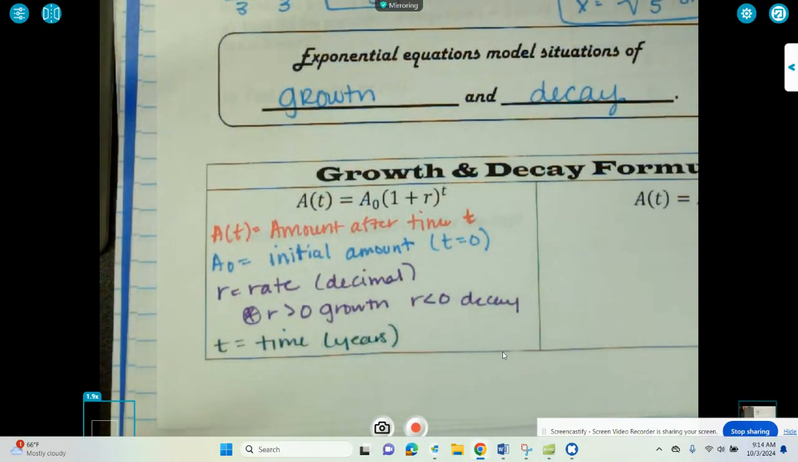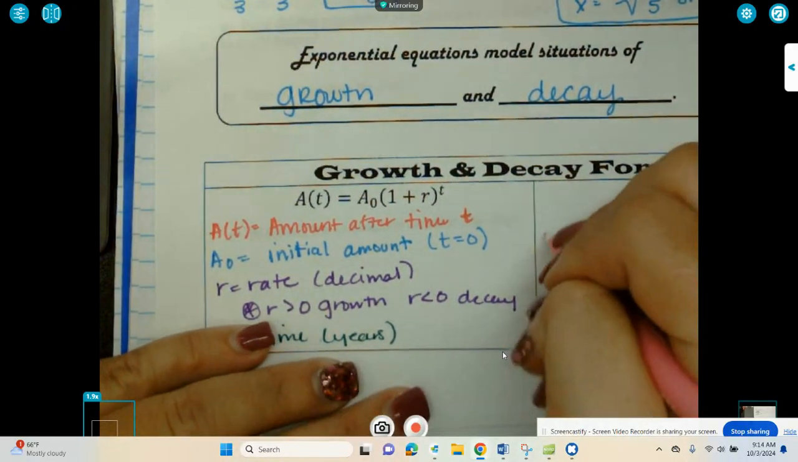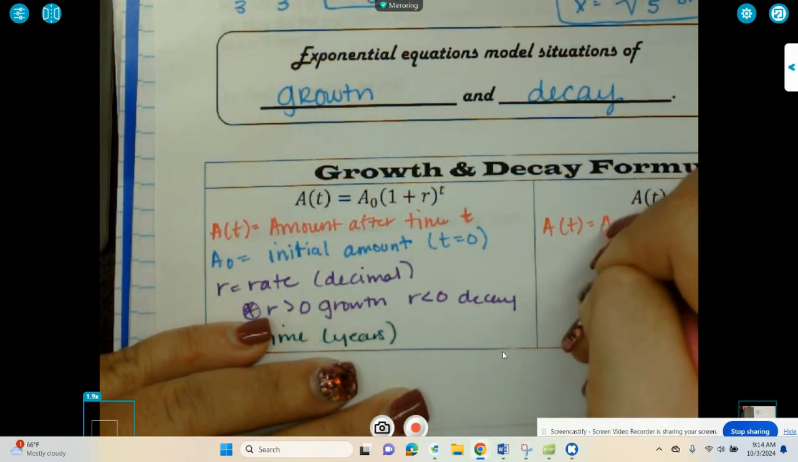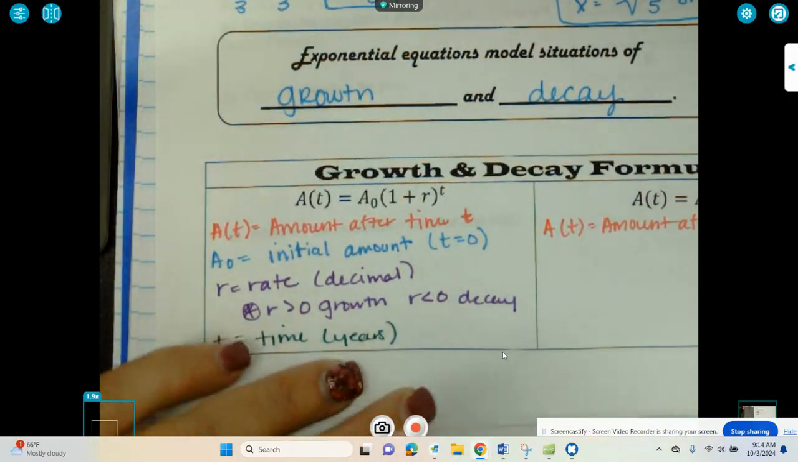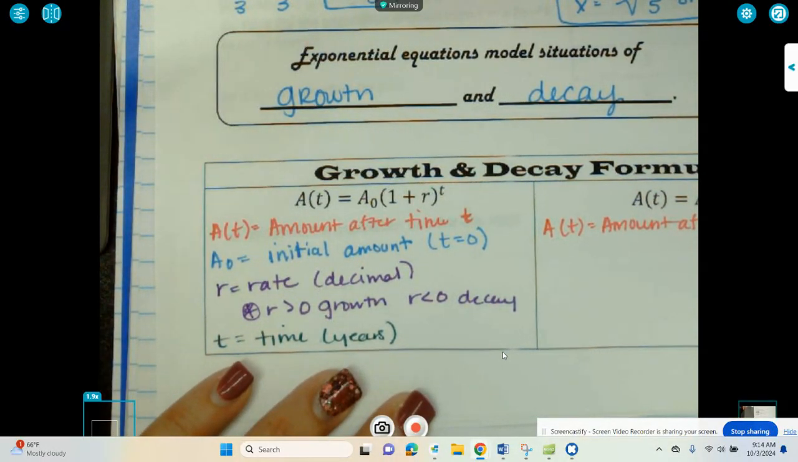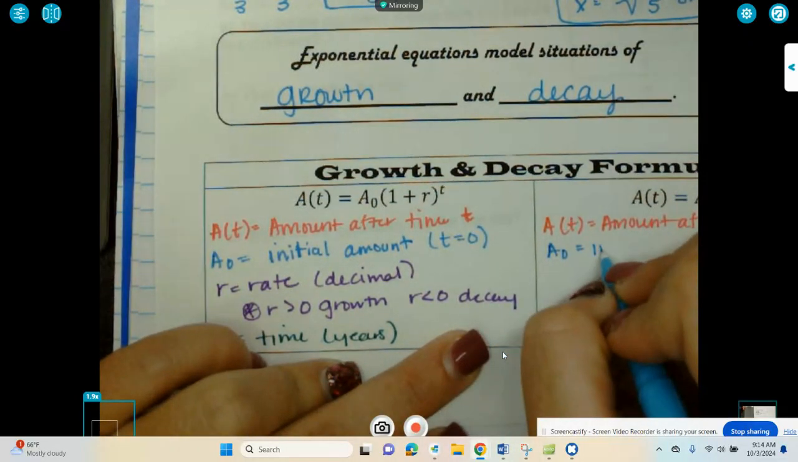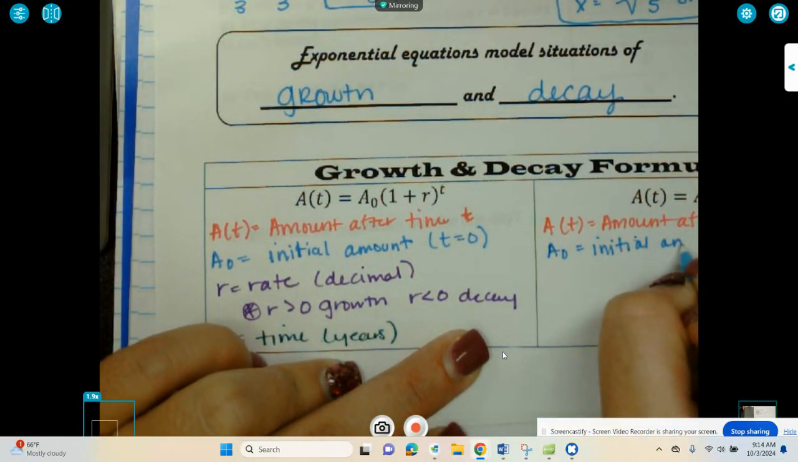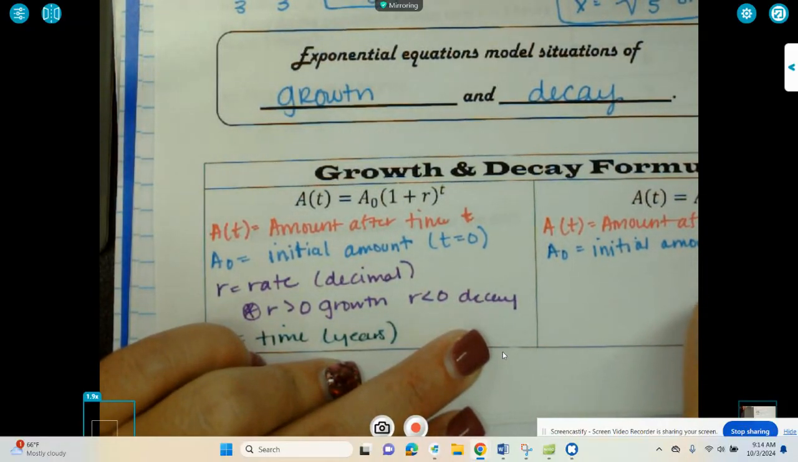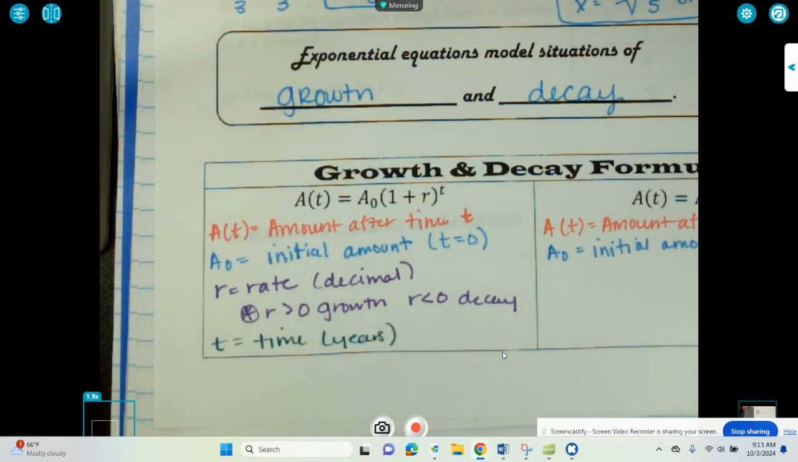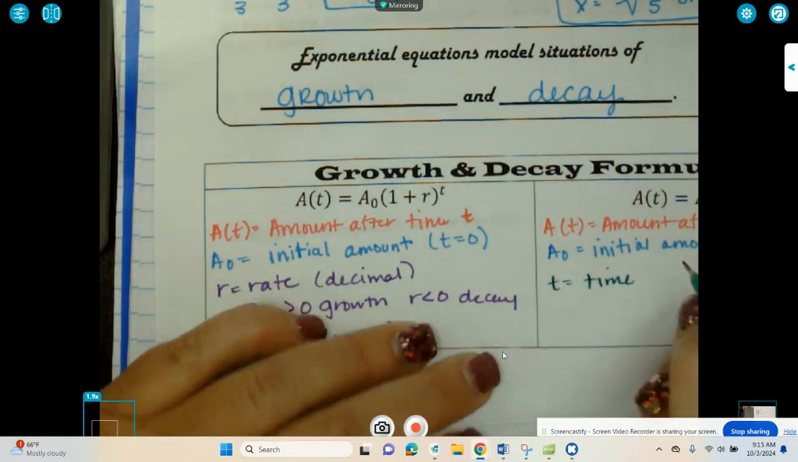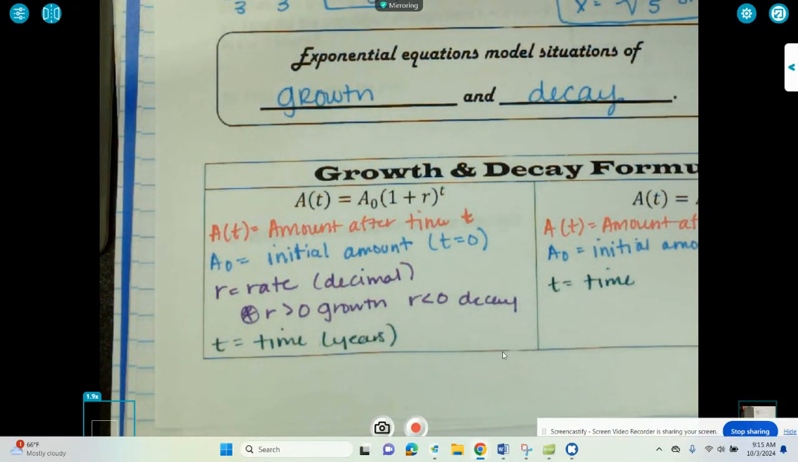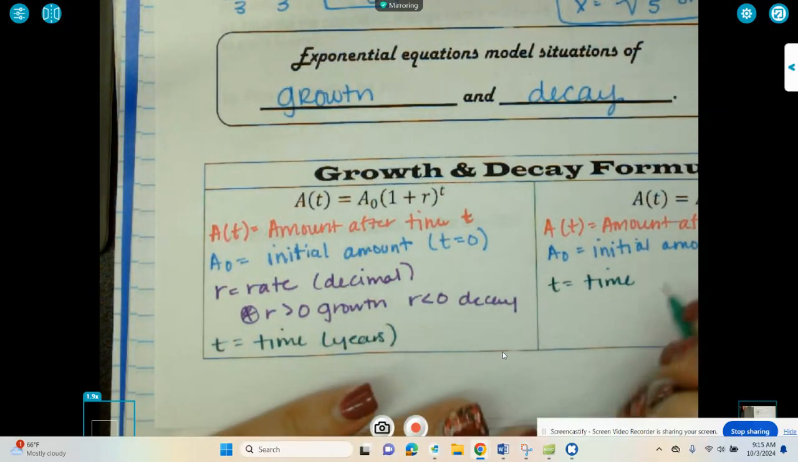Okay, so same thing. A of t is still the amount after time t. A of 0 is still our initial. B here, and T is still our time, and this can really be in any unit.